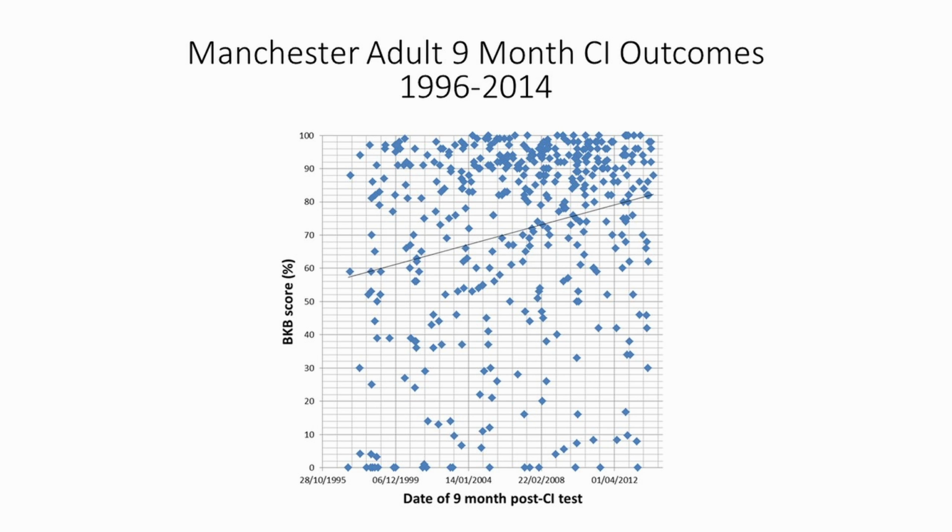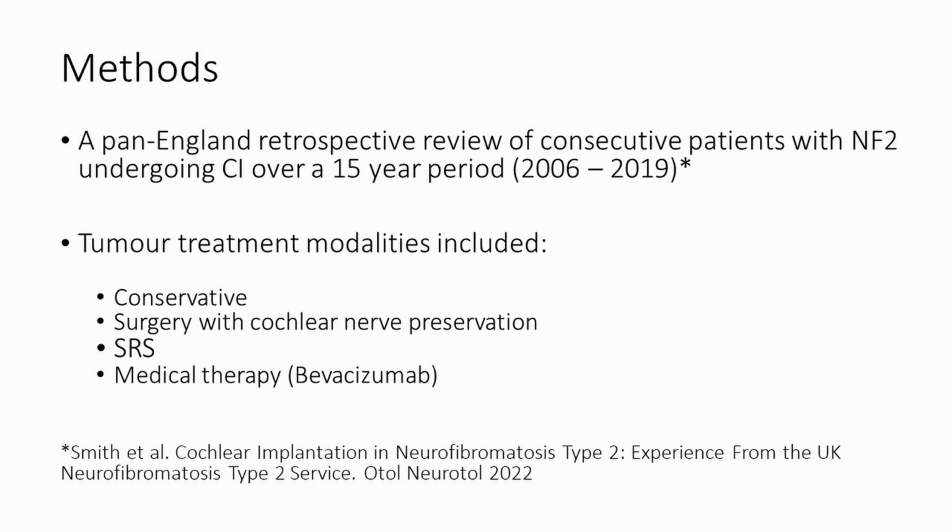And you can see that the vast majority of patients with their cochlear implants score 70 to 100%, which is a really good outcome. Obviously, there are some that don't get quite such good outcomes. And the reason I put that up is just to compare for later on when you see the NF2 outcomes. Okay, next slide, please.